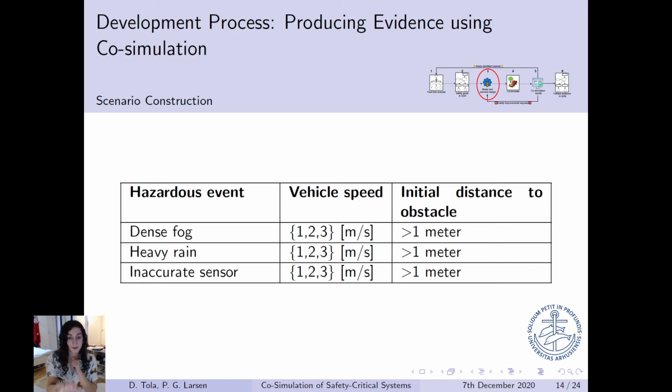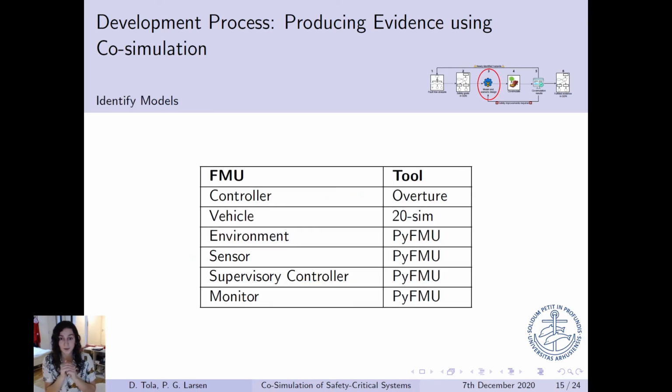Yes, so we test with 3 different vehicle speeds, as you can see. That's just an overview of the scenarios, and we'll go deeper and determine which parameters to change the further we get into the process.